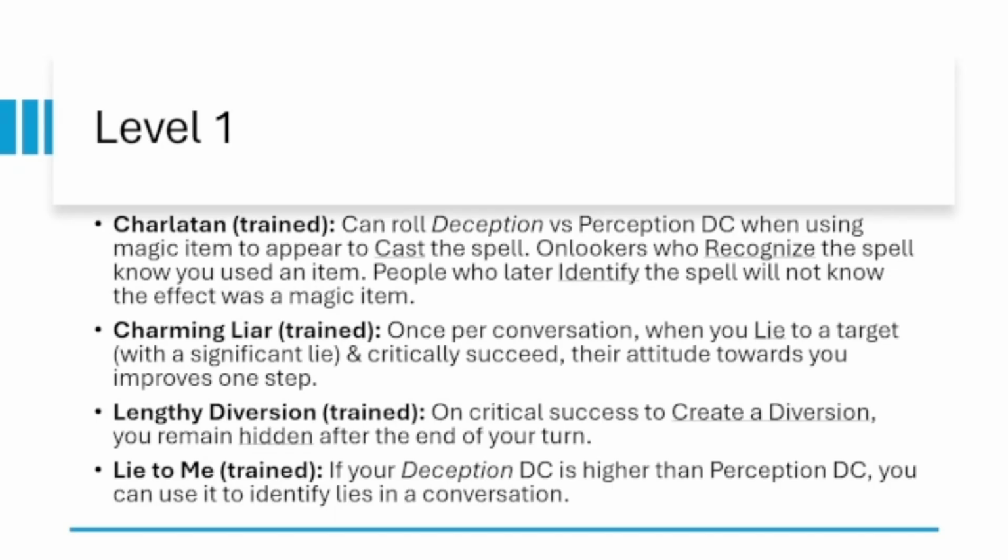However, this amount of time is variable. It's usually at least like a full round. However, the GM determines it based off the situation. The last level 1 feat is Lie to Me. Basically, if someone's trying to lie to you, you can use your deception DC instead of your perception DC, if it's higher, to identify the lies. The idea, as the flavor text says, is you're planting little hints that make it hard for someone to lie to you without you catching them out. Like you're planting little missteps for them to make.